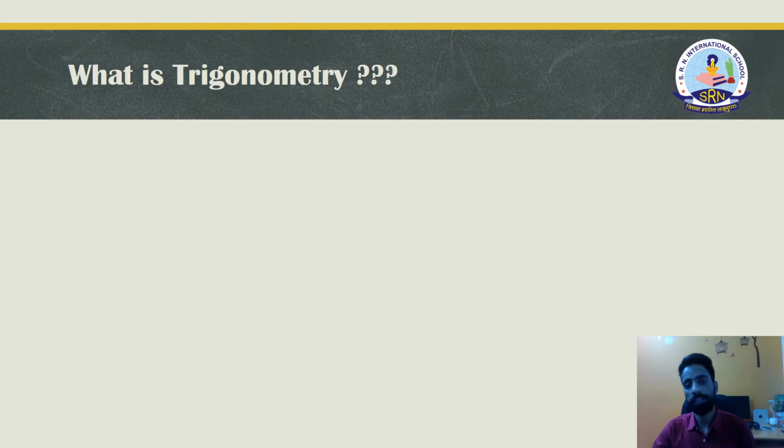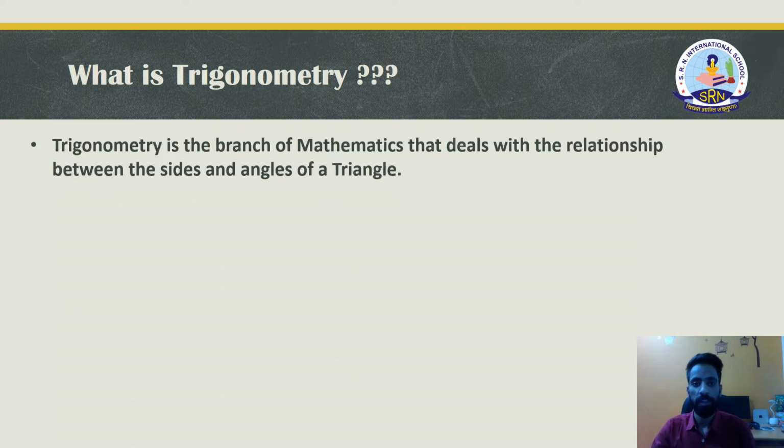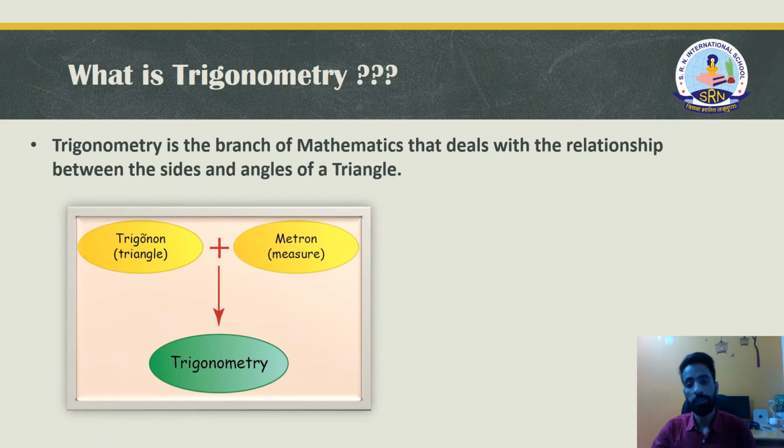First of all, let's understand what is trigonometry. Trigonometry is the branch of mathematics that deals with the relationship between the sides and angles of a triangle. If you split the word trigonometry into two parts, trigonon and metron, together these two words make trigonometry.